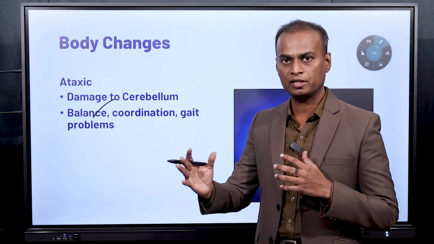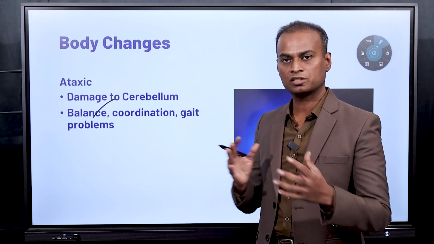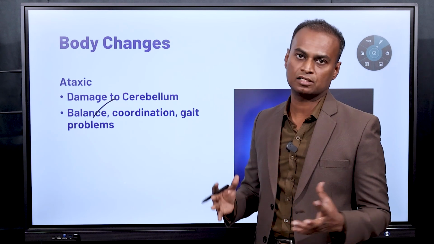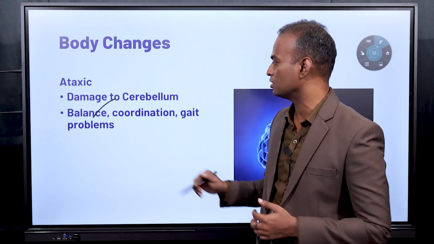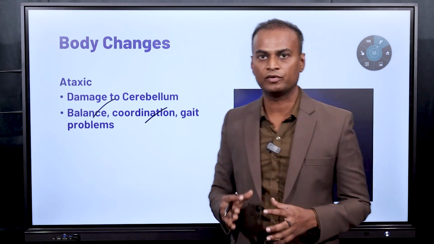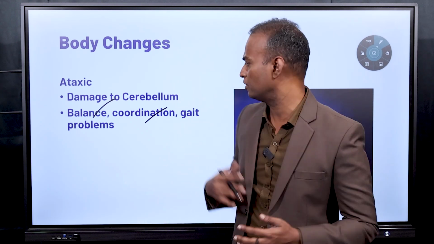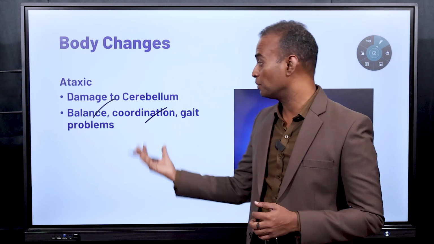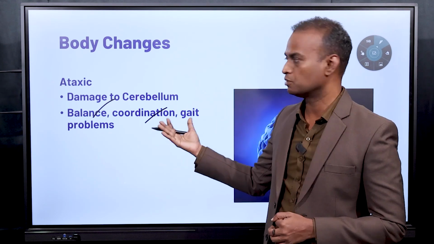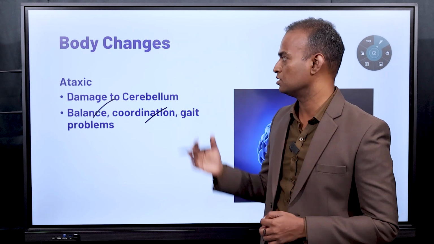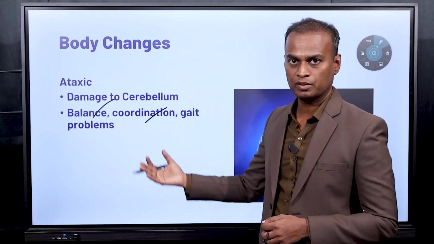And also there will not be any coordination. There will not be coordination between your hands and legs, or any part of the body. That coordination is lost. And also gait: when you are walking, you cannot walk normally. There can be a widened gait or different types of gait, and stability problems are associated with these persons when their cerebellum is damaged. These are the various kinds of cerebral palsies.